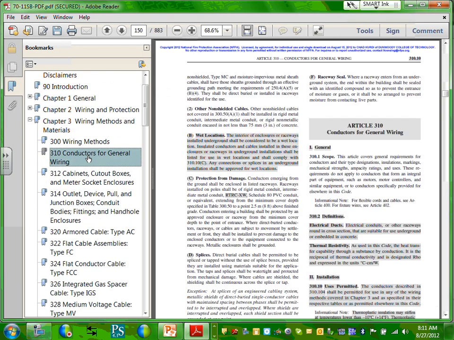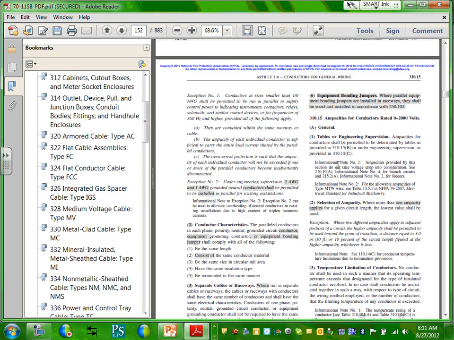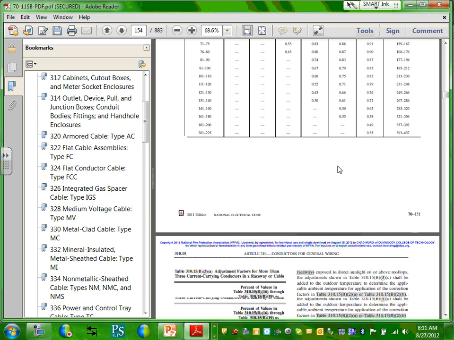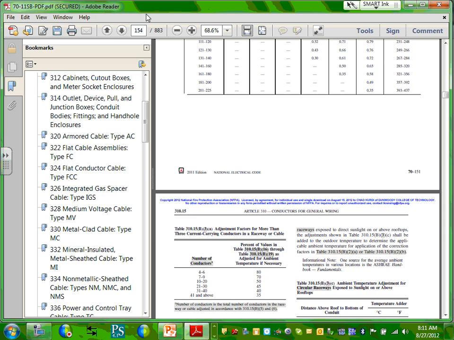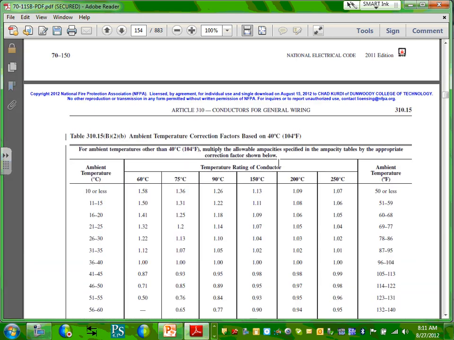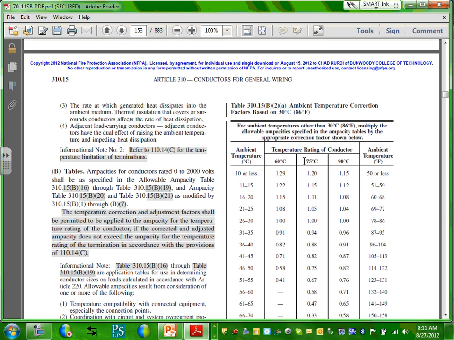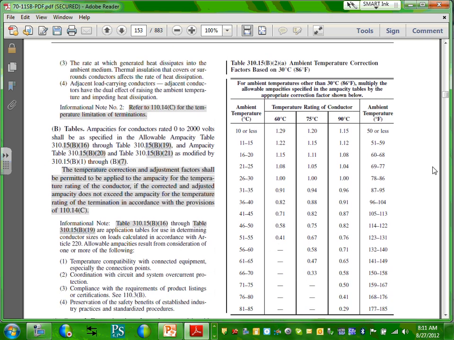So 310.16. I'm going to do one example about the rating, guys. So when we go to the rating here, you'll see there are two. Can you guys go to these two tables? I'm going to do an example based on the rating. Everybody knows these tables in the code. There are two tables in 2011.